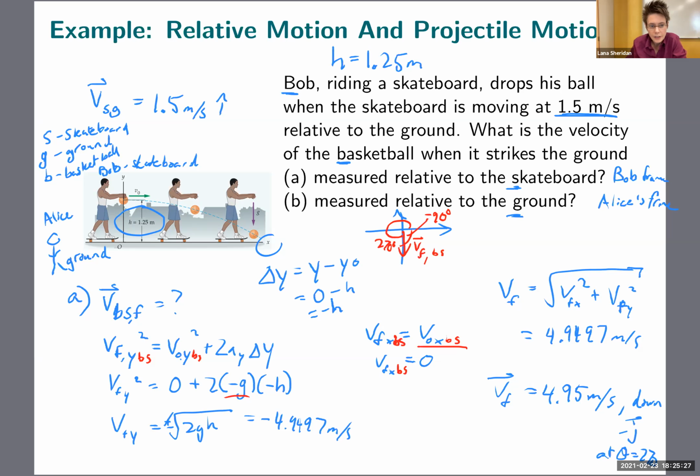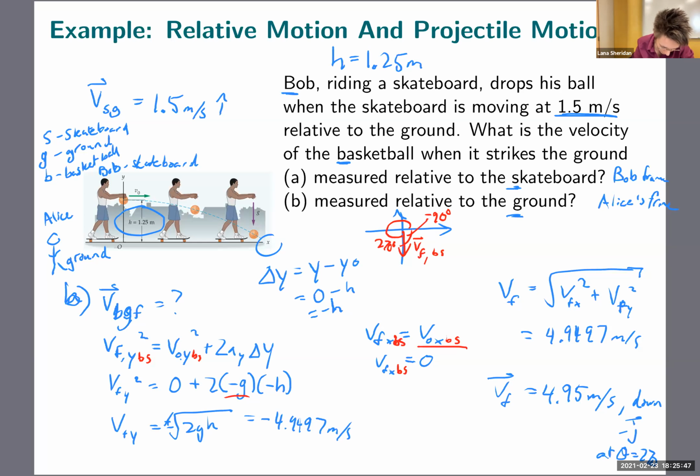Timmy, yeah, you got it spot on. So this is the answer for part A, because I want to be able to wrap up. For part B, I just wrote B over the top. Now I'm going to find the basketball relative to the ground. That's what I'm trying to find now for part B.